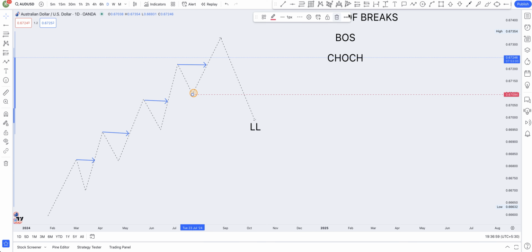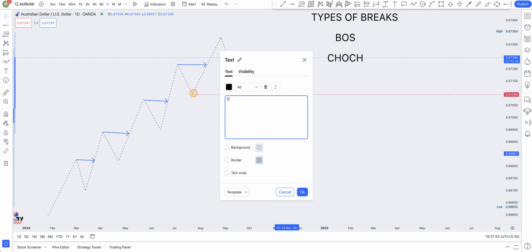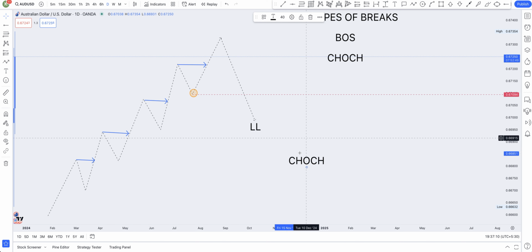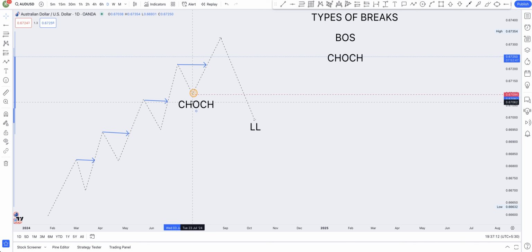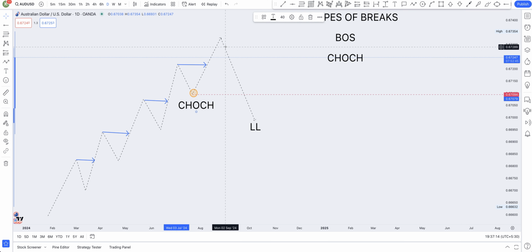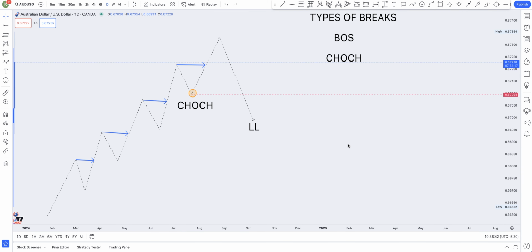This point, where the circle is, it's now become our choke. So we now have our choke here. It means price is moving from the uptrend now to the downtrend, printing a lower low. So this low has failed to hold, and this point has now become what we call the choke. Now someone may ask, so what does this mean?